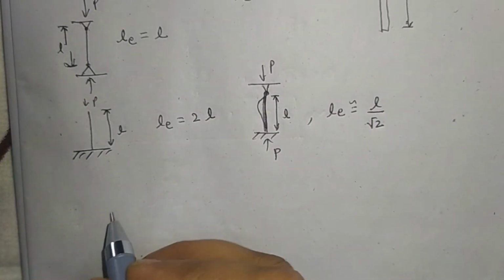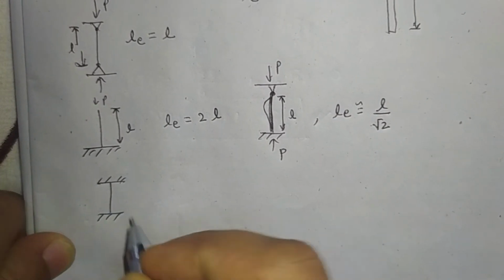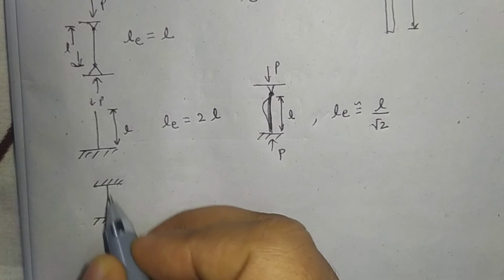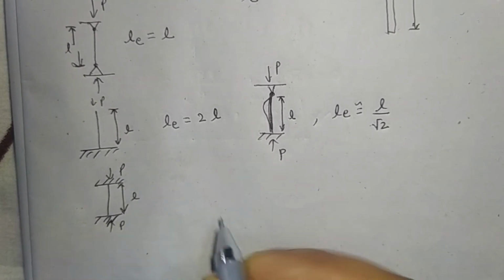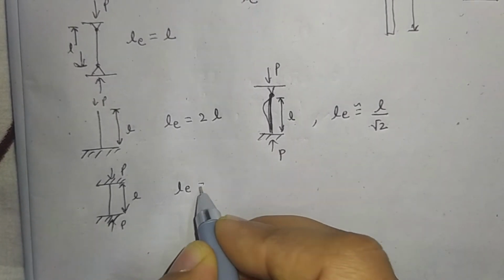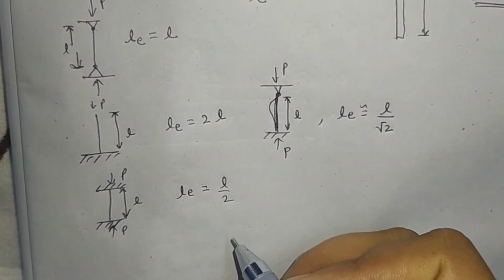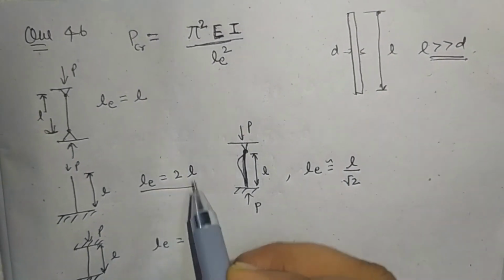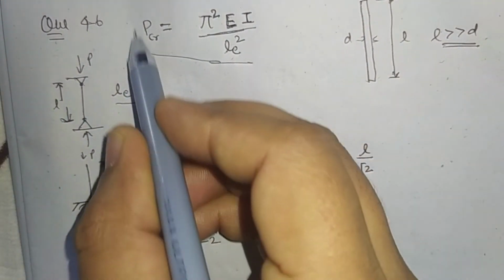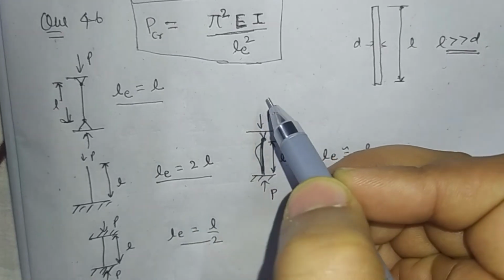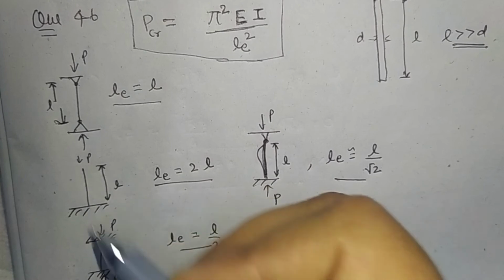In the case of the fixed column, both sides are fixed and this is the load. If the length is L, then the equivalent length will be L by 2. Now we have to put this equivalent length in this equation to find the crippling or buckling load for different boundary condition cases of the column.